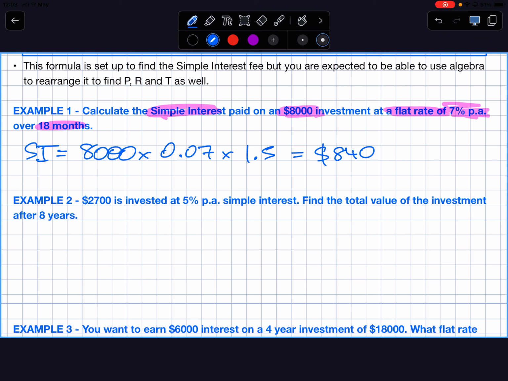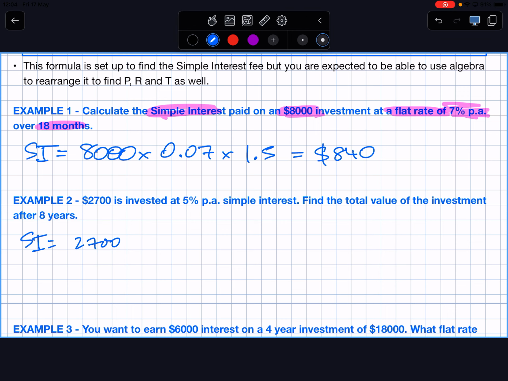$2,700 is invested at 5% per annum, simple interest. Find the total value of the investment after 8 years. So this could be considered a trick question, but it's not, because I told you that the total value is what you pay back at the end, which is the interest and the principal that you borrowed in the first place. So to find this, I need to find out what the interest is first. So P is the 2,700.